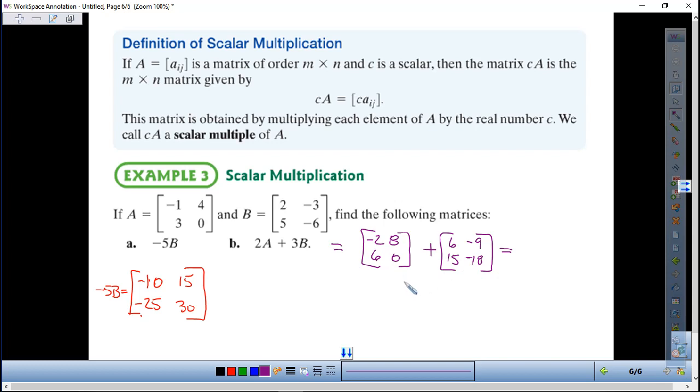Now, you guys are probably wondering, well, why did I have to do the multiplication before I do the addition? Well, you have to because it's order of operations. It still holds true. You have to do the order of operations, as we know, when multiplication comes before addition. So when we go to add this, we got -2 plus 6, which is going to be 4. 8 plus -9, which is -1. 6 plus 15, which is 21. And 0 plus -18, which is -18. So there is my answer of what is 2 times matrix A plus 3 times matrix B.